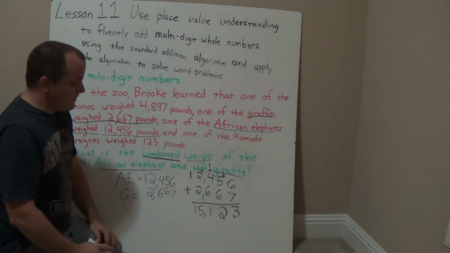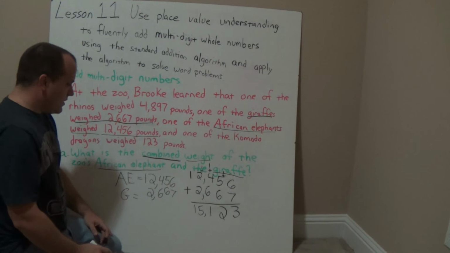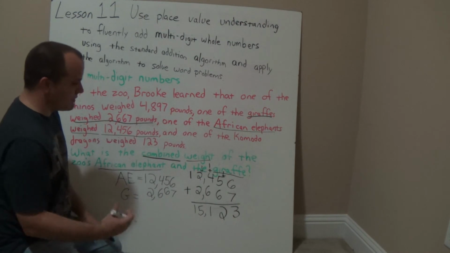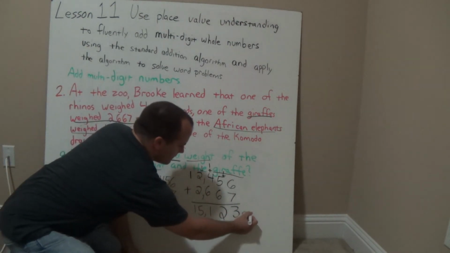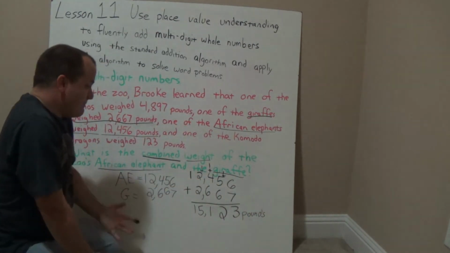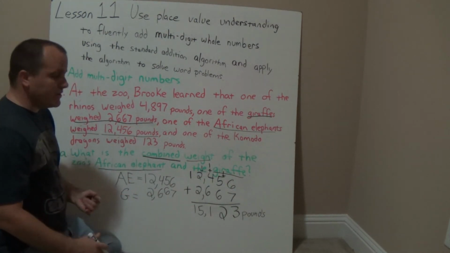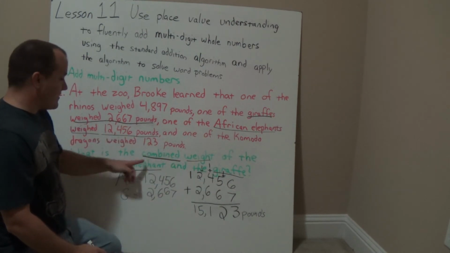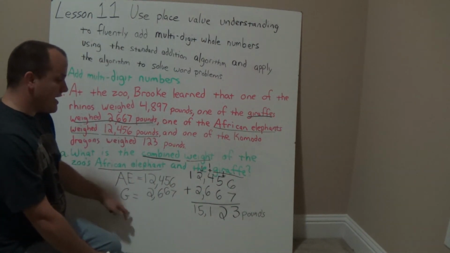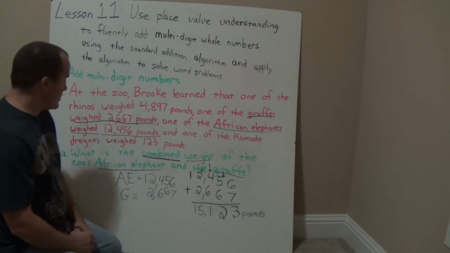Now something different about this now is that I need to figure out what did that 15,123 stand for? Well, I remember that was the weight. And what did we say we measured these animals' weights in? And we said pounds. So I want to make sure I write the word pounds. If you don't write pounds, I might just think that there's 15,123 elephants or 15,123 giraffes. I want you to make sure you tell me exactly what it's asking me about. That the combined weight, and we put our weight in pounds. So the combined weight of the African elephant and the giraffe is 15,123 pounds.